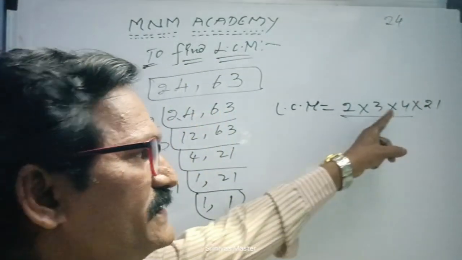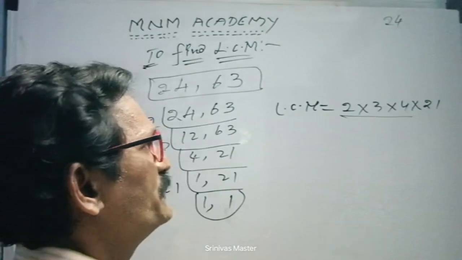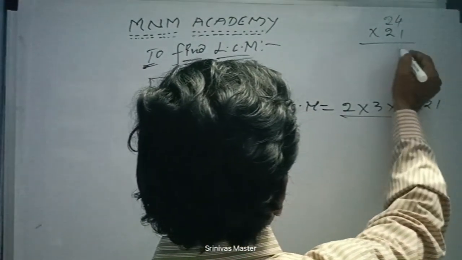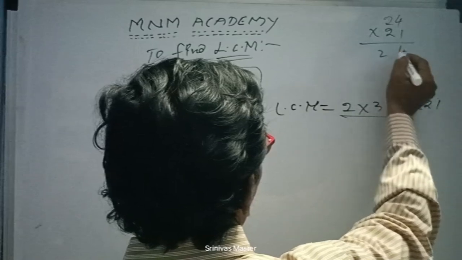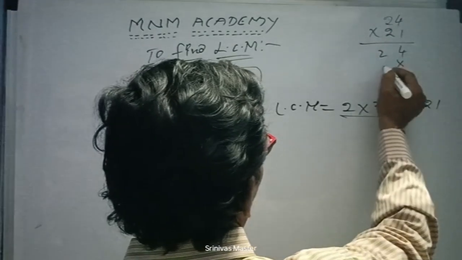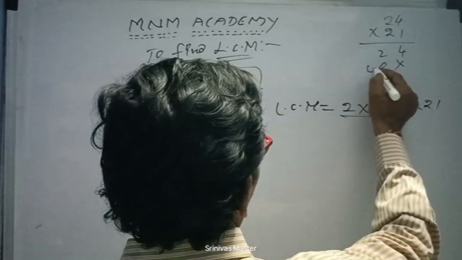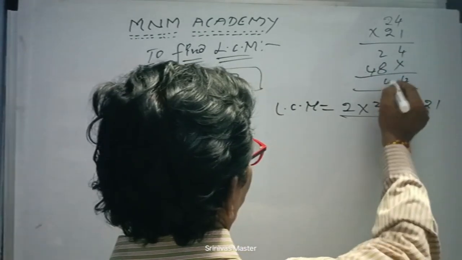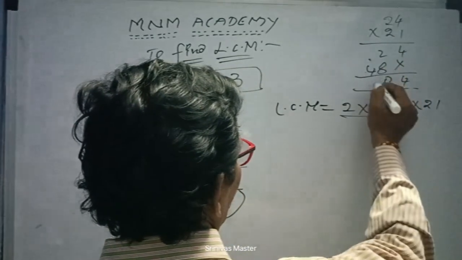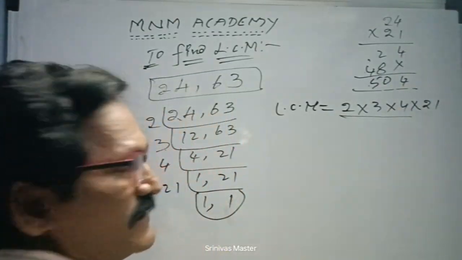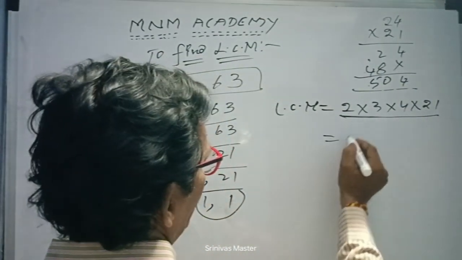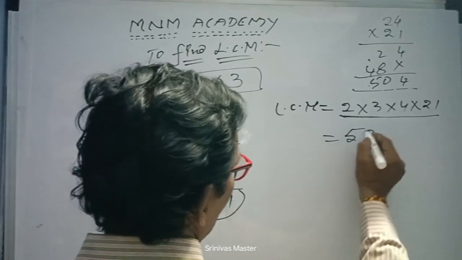2 3s are 6, 6 4s are 24. 24 into 21 you can multiply. You know general multiplication. 1 4 is 4, 1 2 is 2. Next, 2 4s are 8, 2 2s are 4. Then what you are getting? 4. 8 plus 2 is 10, here 1 will be there. Then total how much you are getting? 504. Multiplication of all these numbers, 504.